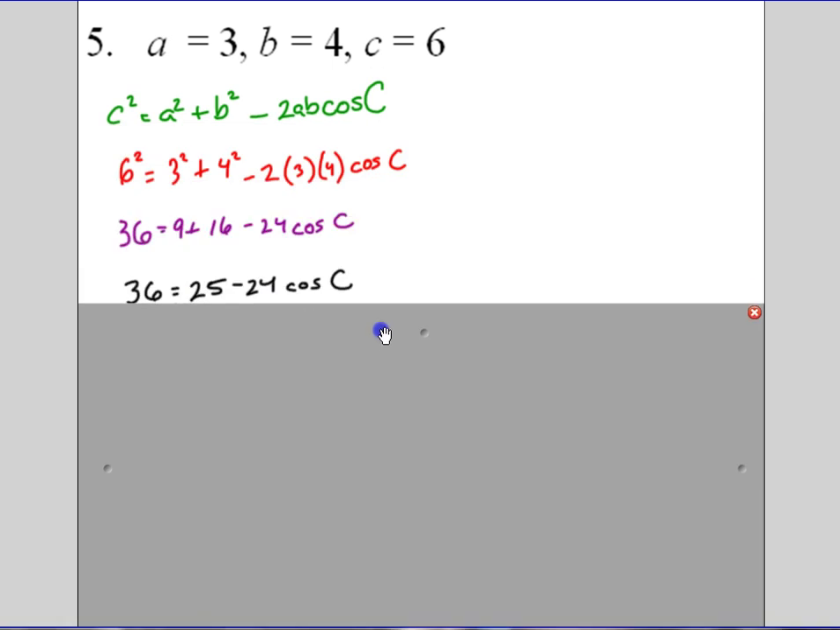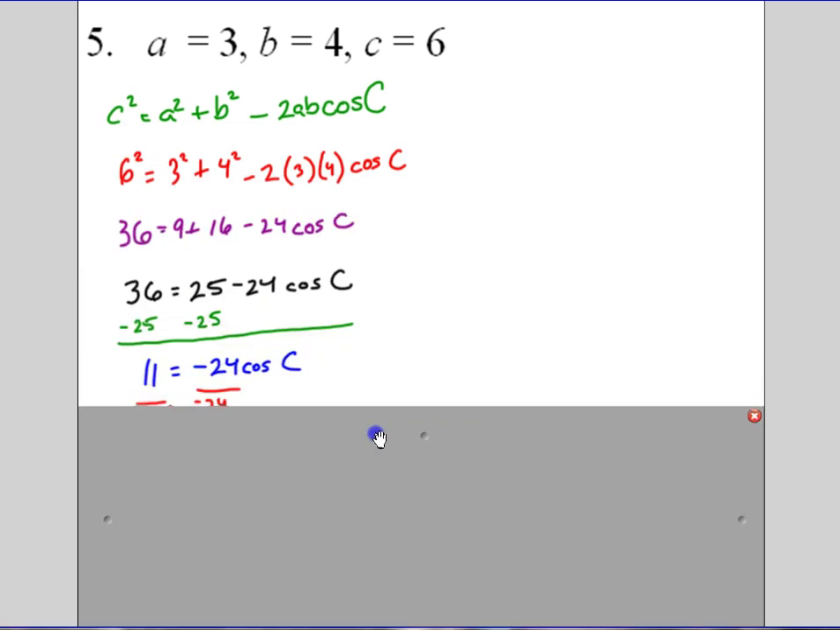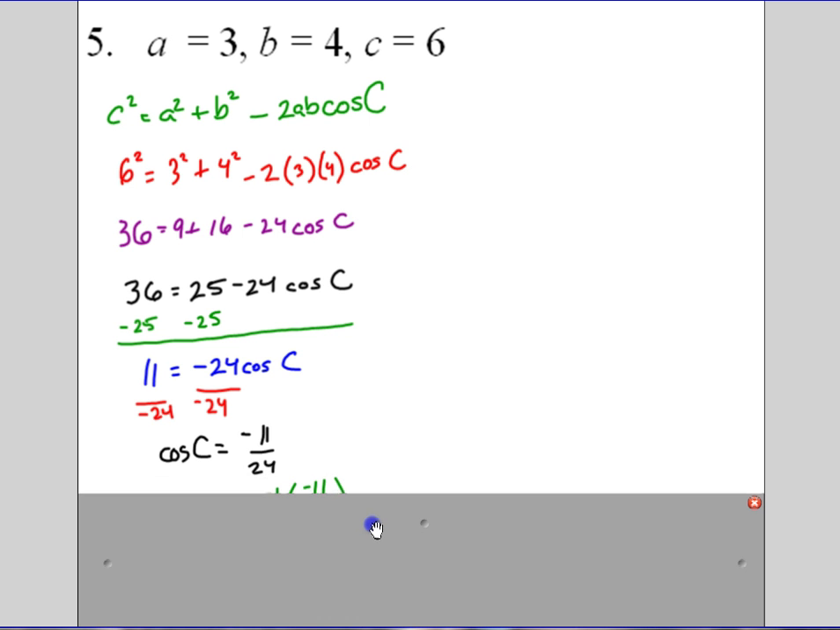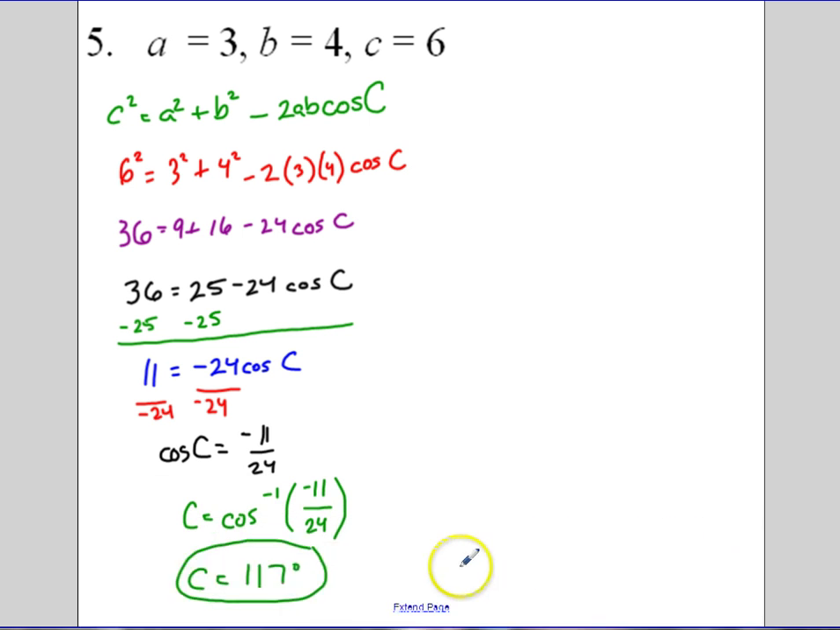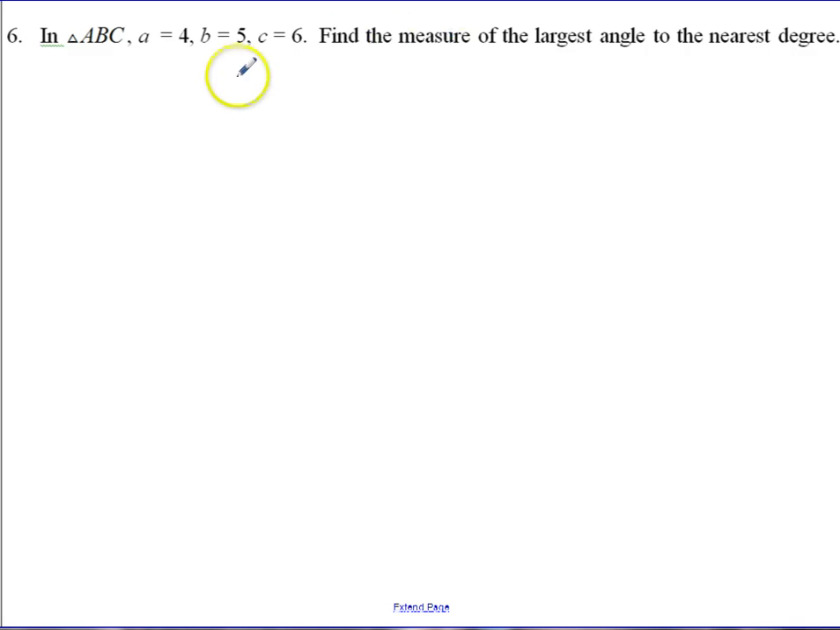Okay, you make all the substitutions, do the same work as before, do the inverse cosine, and now we get the angle of 117 degrees. That makes sense. It's the largest angle. It's across from the largest side. Okay, leave you with this final example, number 6. This is the one I'd like you to work out. Put into your quiz on Edmodo when you found the largest angle to the nearest degree.